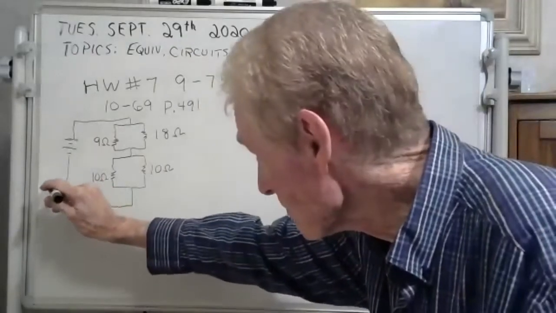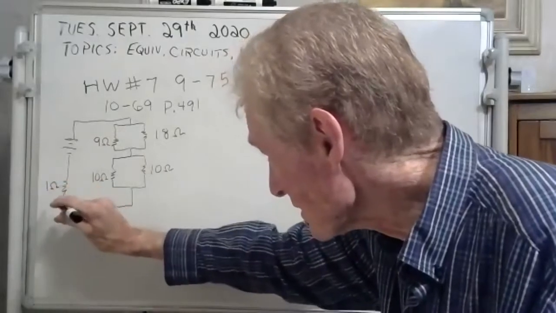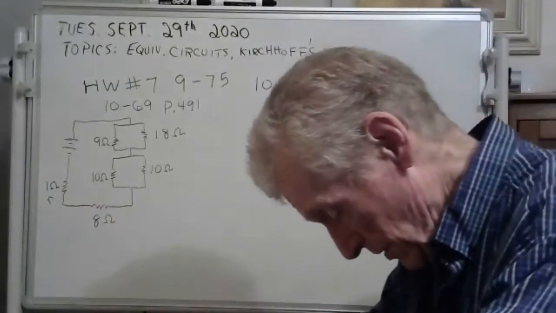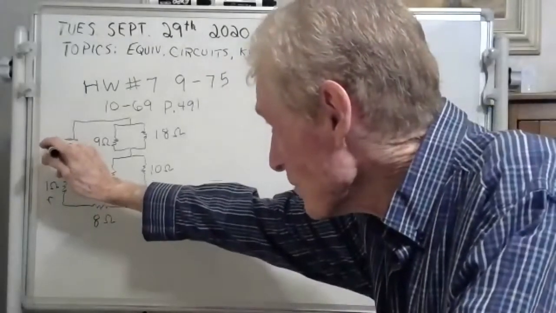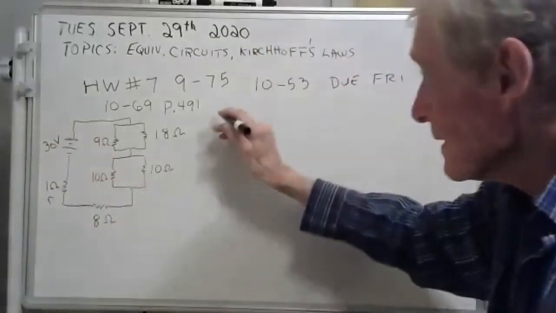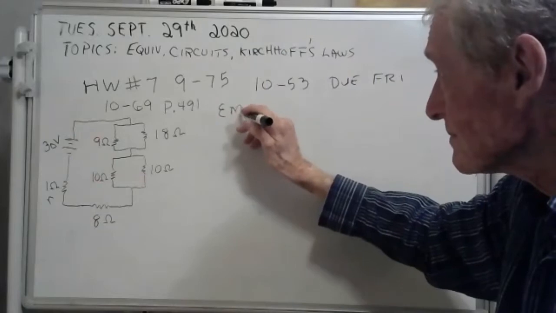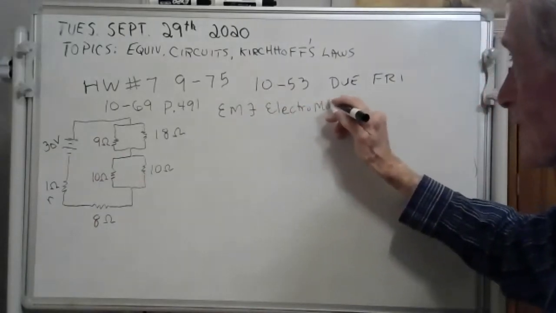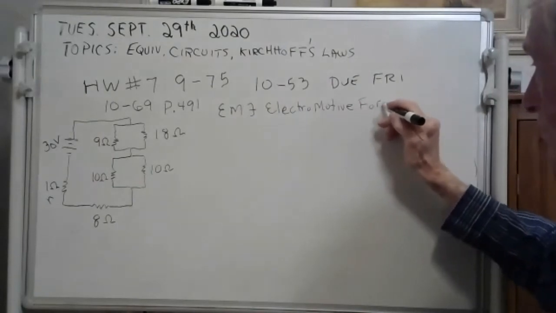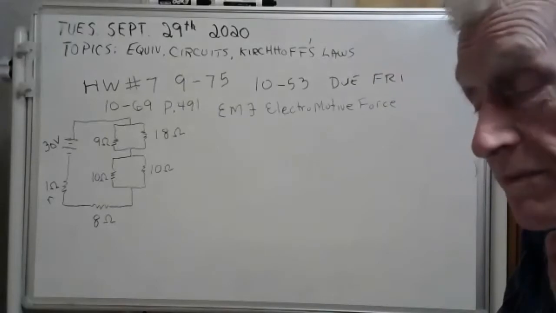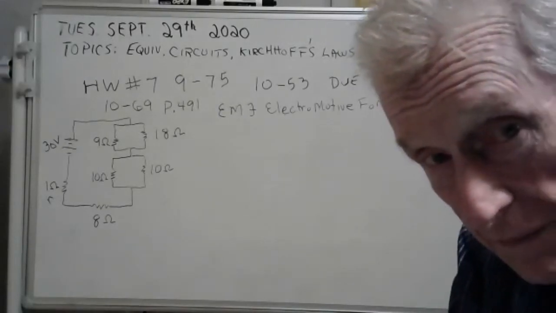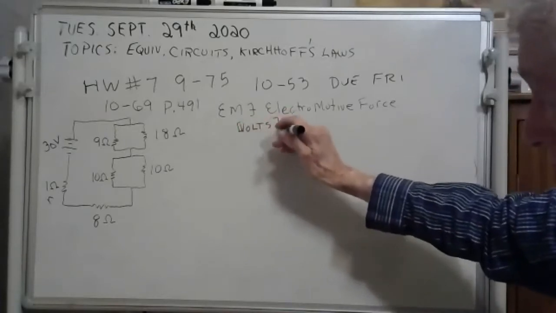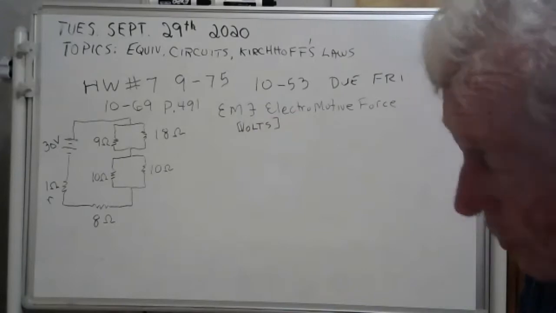Now you got to understand this is the internal resistance of your battery. See, the battery has what they call an EMF of 30 volts. EMF stands for electromotive force. It's unfortunate because it's not a force. If it was a force, EMF would be in newtons. But EMF is in volts. But they named it that. It's what the battery would have if there's no load on it.